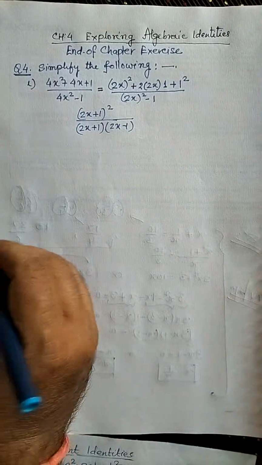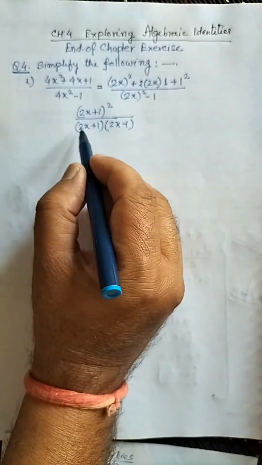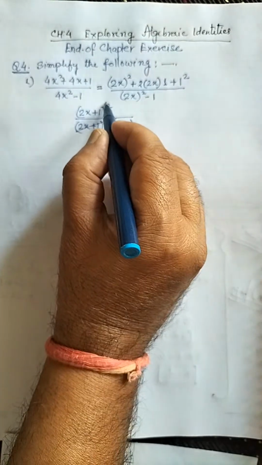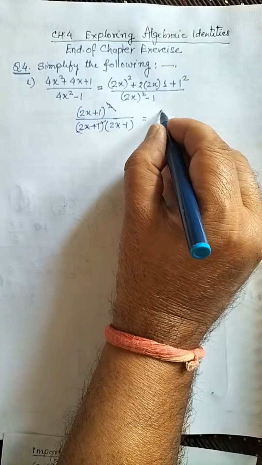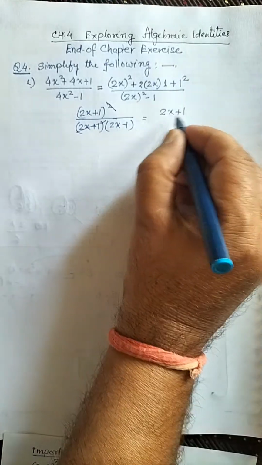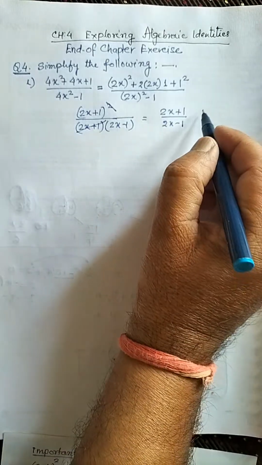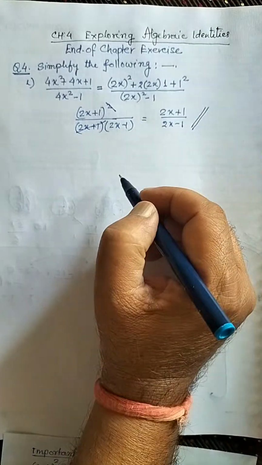Hope this is clear. Now we can see in the numerator and denominator 2x plus 1 is common, so I will cancel out one factor. So we are left with (2x plus 1) over (2x minus 1). This is our final answer.